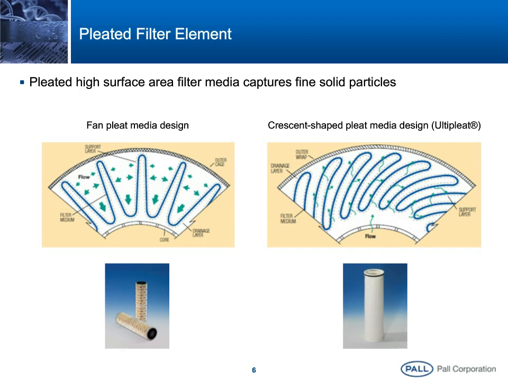On the right-hand side, you see a specially designed crescent-shaped pleated filter. It's known as UltiPleat. It leverages Paul's patented pleat design to maximize surface area. One such filter can replace as many as 30 depth filters. The flow pattern here is from inside of the filter to the outside. And so the contaminants that are captured are contained within the filter.